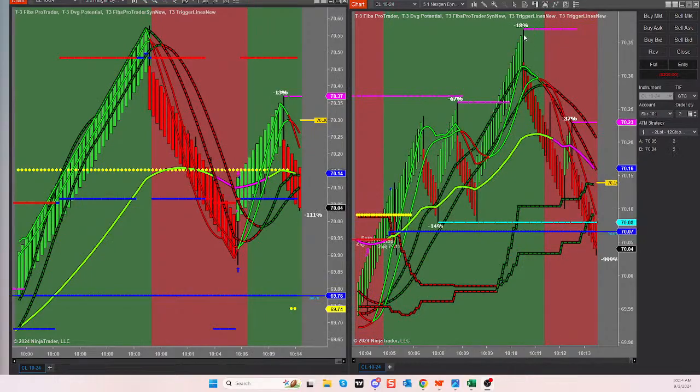But can we get like a hallelujah or something that divergence kills 50-50 trades? There it is again.